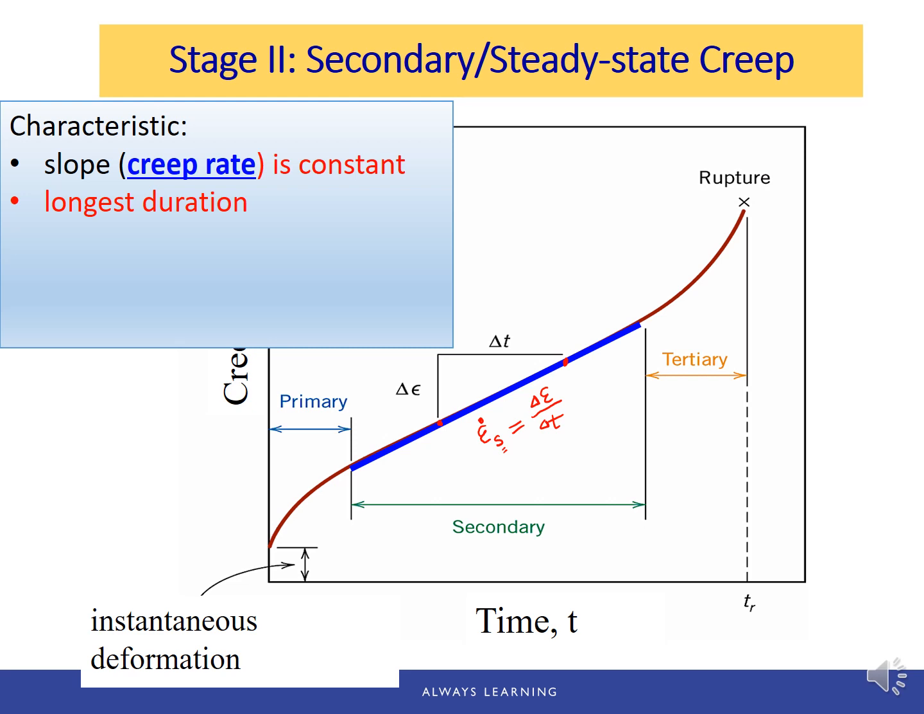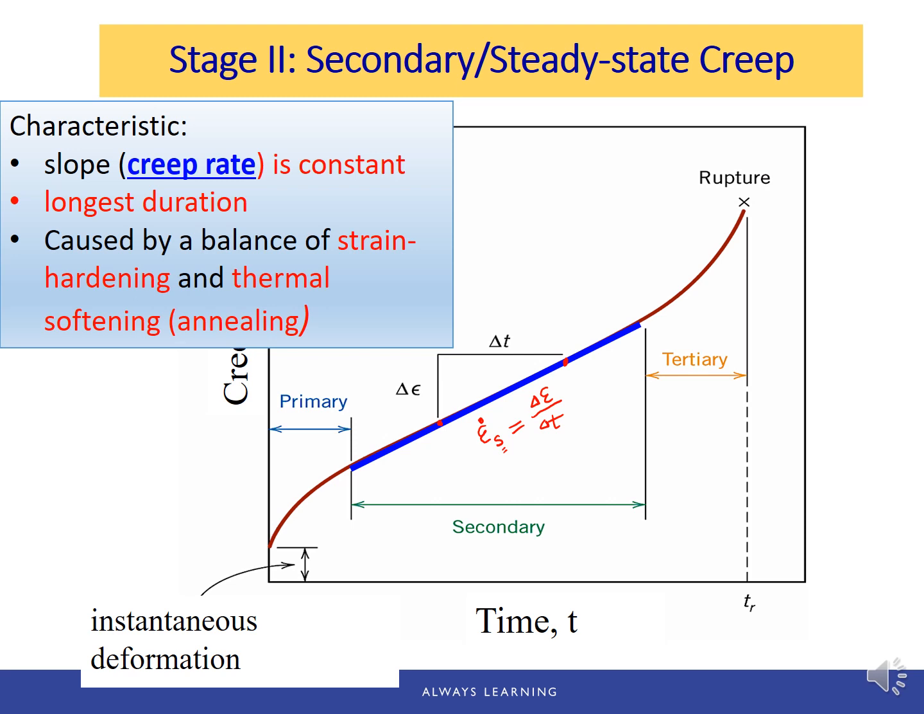The constant creep rate is caused by the balance of strain hardening and thermal softening or annealing. We learned annealing after cold working, because after cold working, the strength of the material will be increased, but the ductility will be decreased. By doing annealing, the ductility of the material will be restored, because annealing will decrease the number of dislocations, while cold working or strain hardening will increase the number of dislocations. So when there is a balance between the increase and decrease, the creep rate will be a constant value.